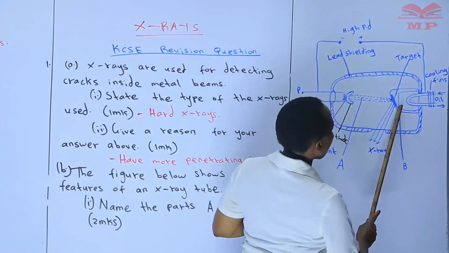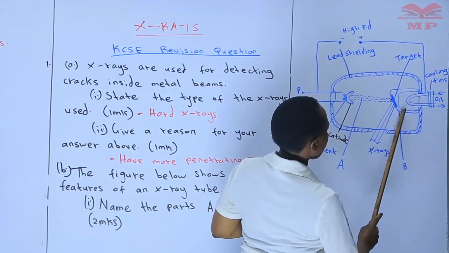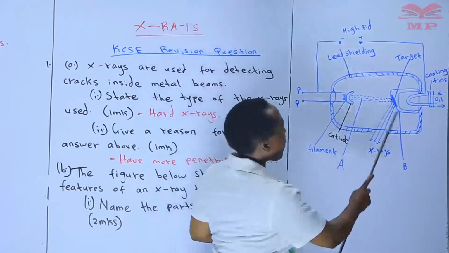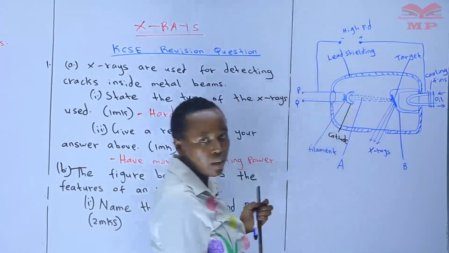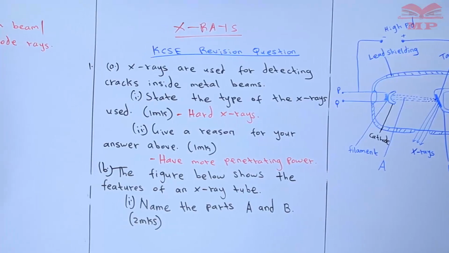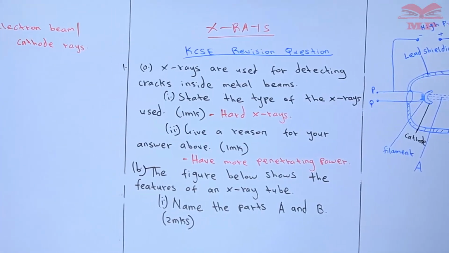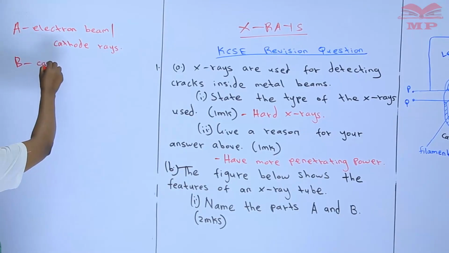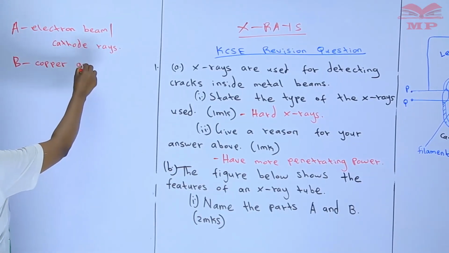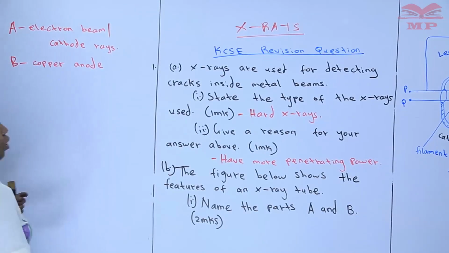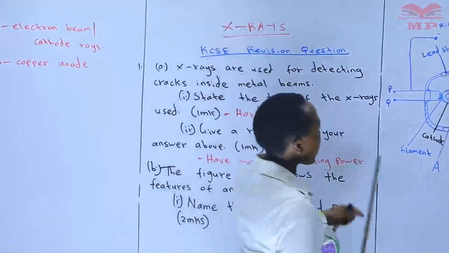Then we have this part where the target is embedded. We have our anode. So our part B is the anode. And it's not just the anode, but the copper anode. We say that the anode is made of copper. So our B is the copper anode.